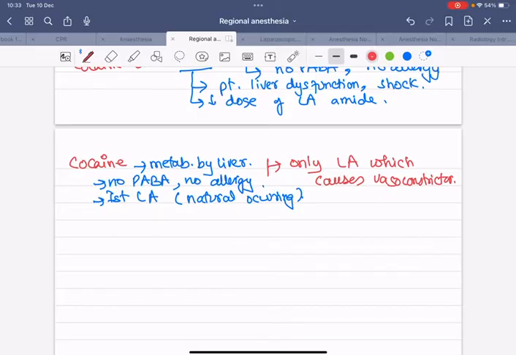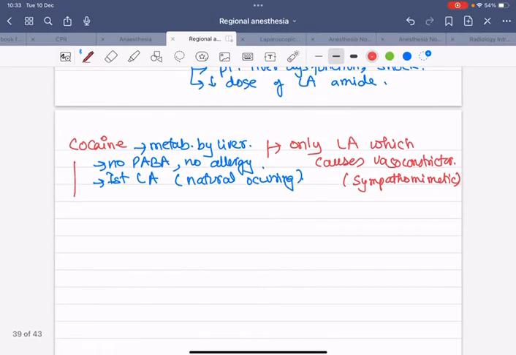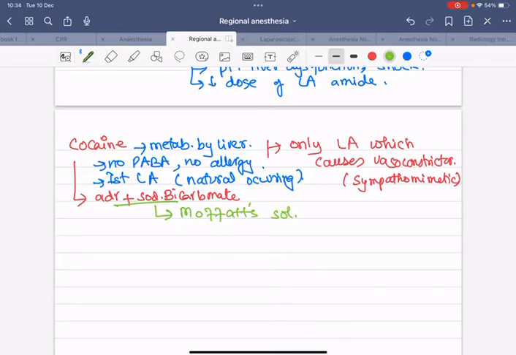So it has a sympathomimetic activity. With cocaine, sometimes we can add adrenaline plus sodium bicarbonate. When we add all these three things, it is known as Moffat's solution. You can use it in nasal surgeries in the form of sprays. It will cause vasoconstriction there. So these are the important points of cocaine.